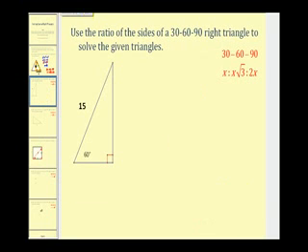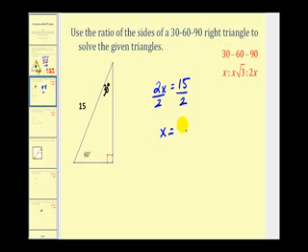The first thing we need to recognize here is that we have a 30-60-90 right triangle, and the known side is opposite the 90-degree angle. So if we go over here to our ratios for any 30-60-90 right triangle, notice that the side opposite the 90-degree angle is equal to 2x. So for this triangle, 2x must equal 15, and that's our equation that we need to solve. So if we divide both sides by 2, we have x equals 15 halves, or 7.5. Let's go ahead and leave it as 15 halves.